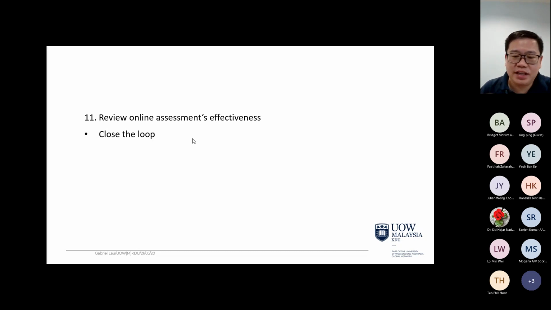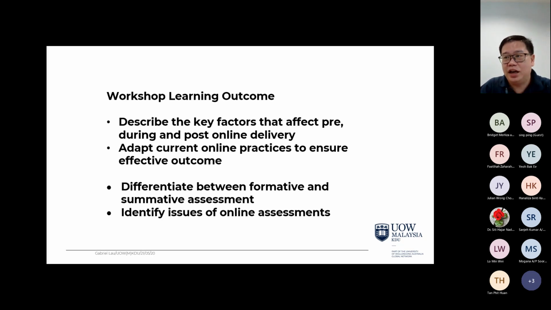So basically, ladies and gentlemen, we have gone through the whole process, from the assessment context to the delivery context: pre, during, and post online delivery. We also looked into online practices to ensure effective outcomes of the delivery itself.